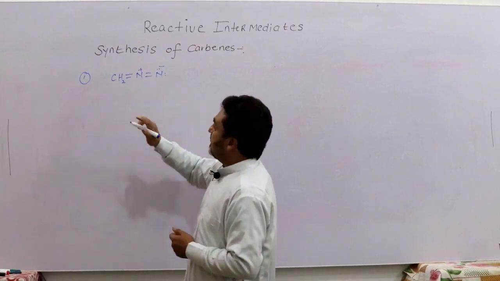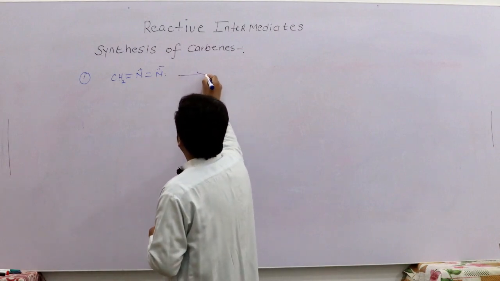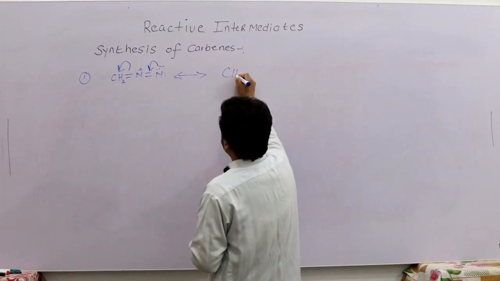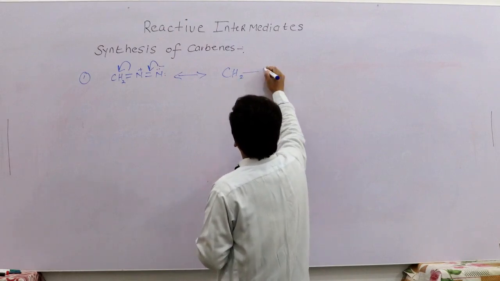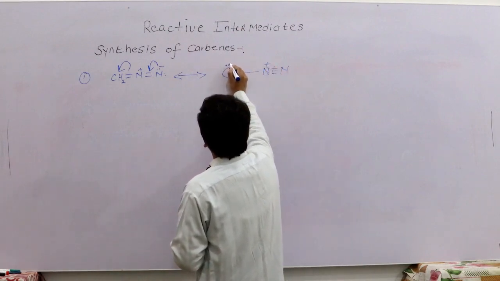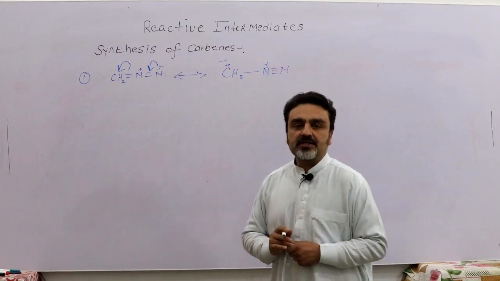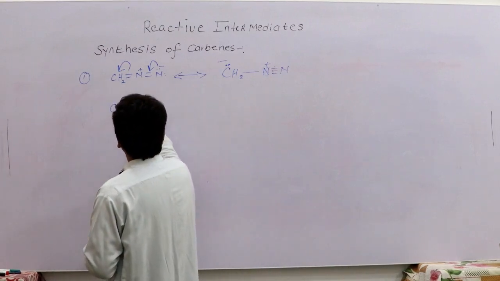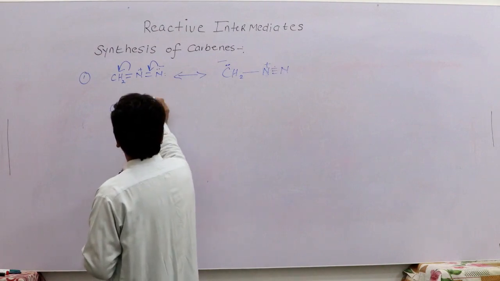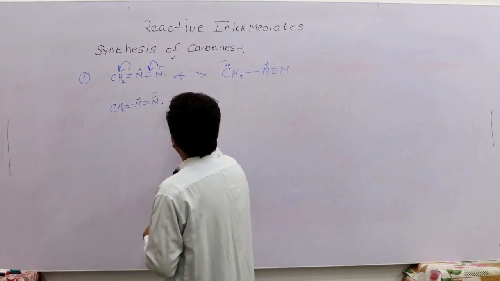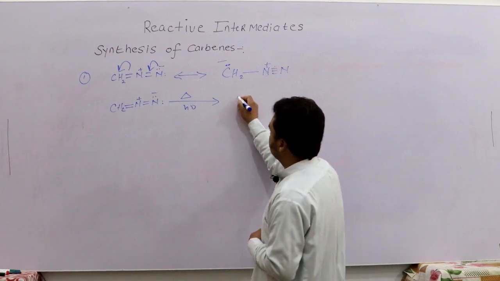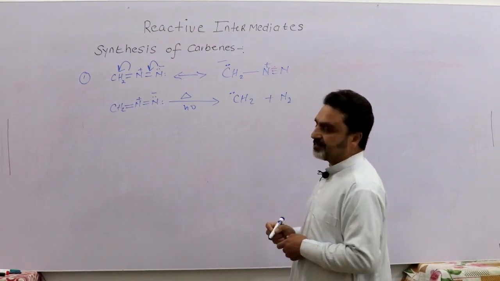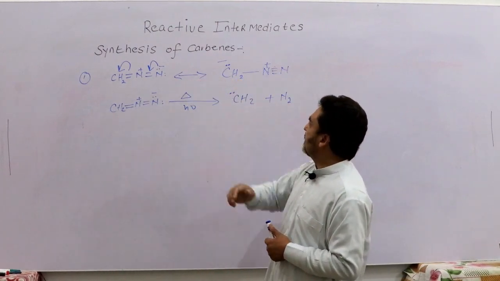So how it works, look at this, it has another resonance form that will make you understand how carbenes are produced. This is the resonance form. When this diazo methane is heated, it produces the carbene. How? Just like this, it is a simple reaction. When it is heated or even exposed to light, it will produce carbene and liberate nitrogen.